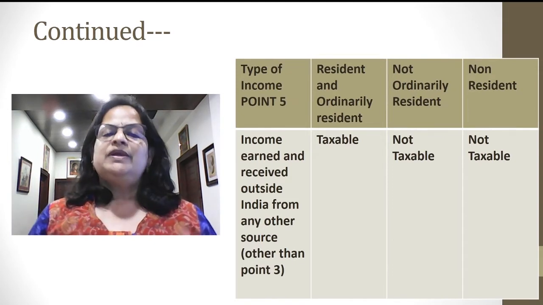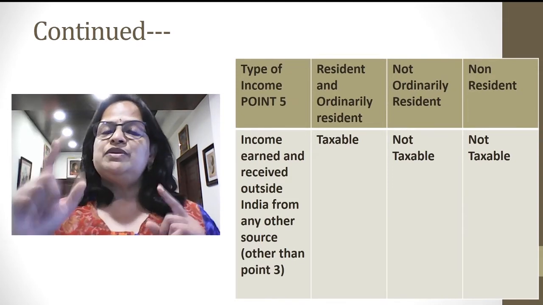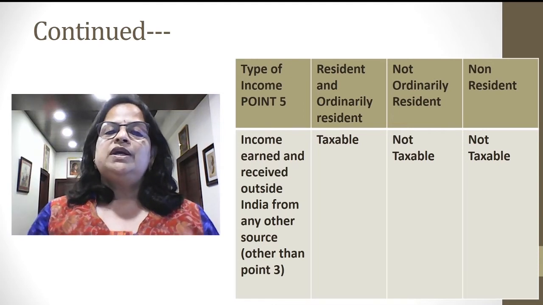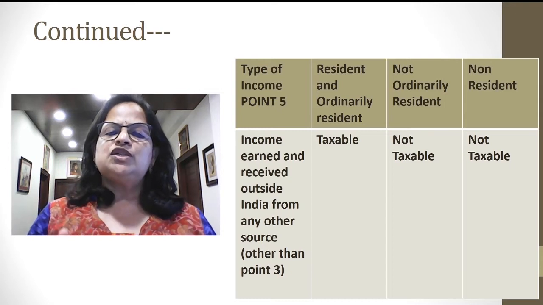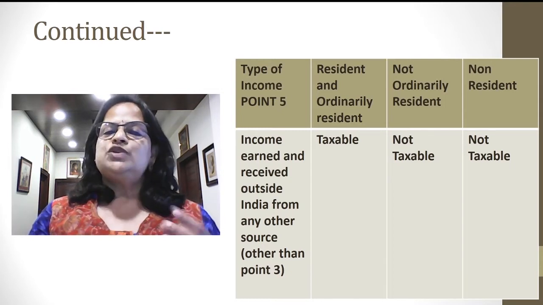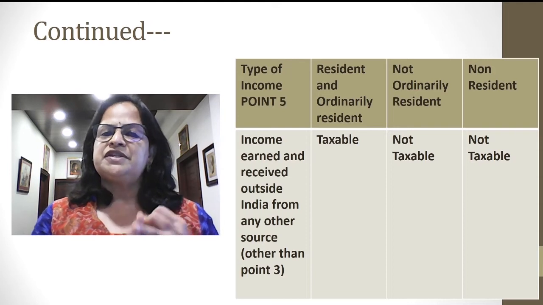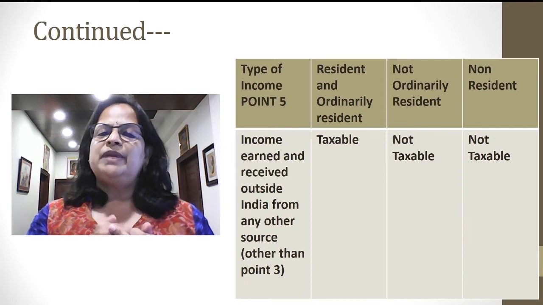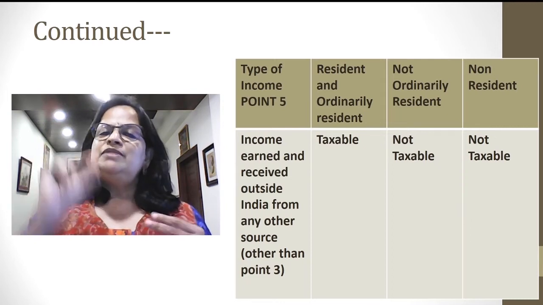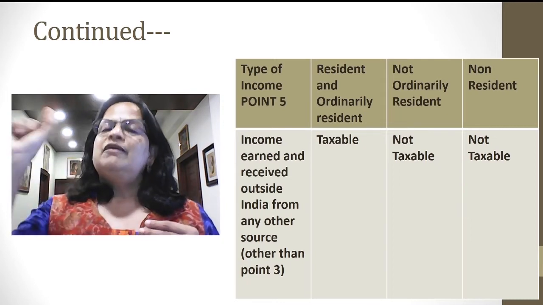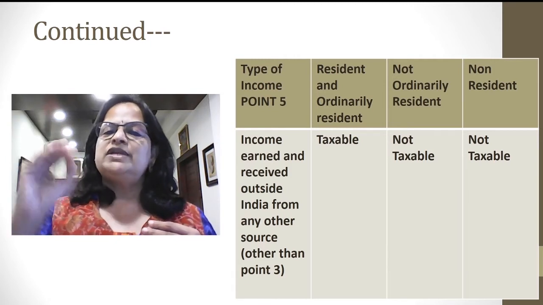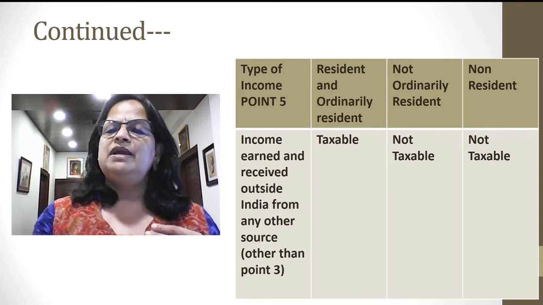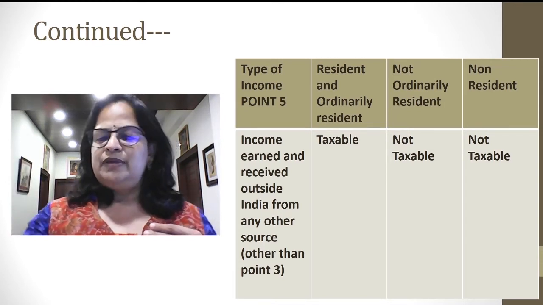Point number 5. See, I told you there is a link between point number 3 and point number 5. So point number 5 is income earned and received outside India from any other source other than point number 3. See, I told you it can be dividend received, interest received, sale of house property, agricultural income, sale of patents, sale of copyrights. So anything other than business income or professional income received from a foreign country. So what will be the taxability? For resident and ordinarily resident, it will be taxable. Other two cases, it will not be taxable.